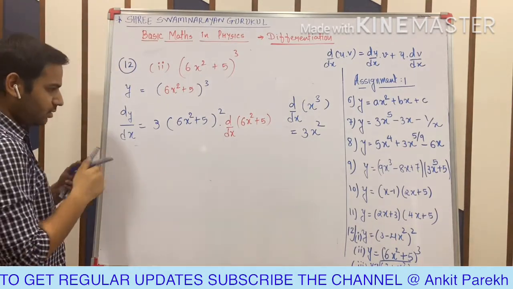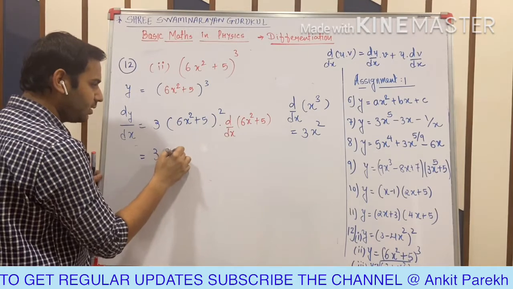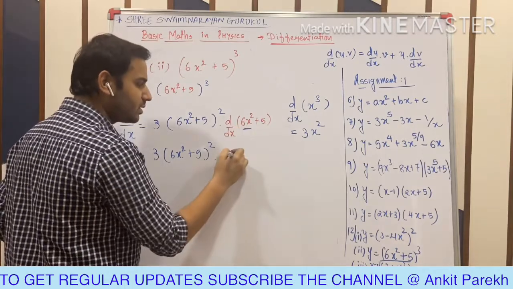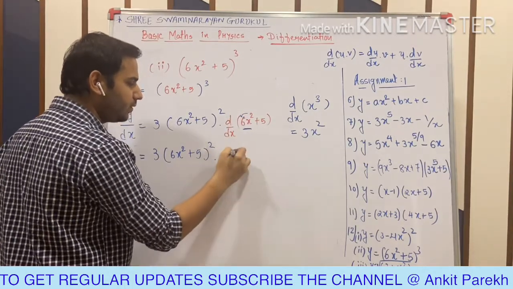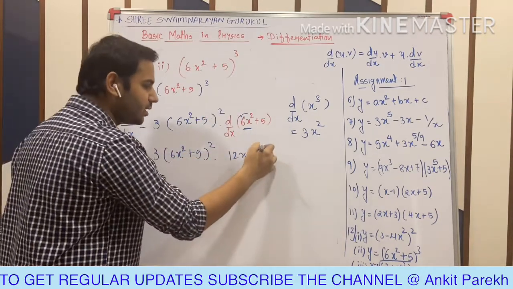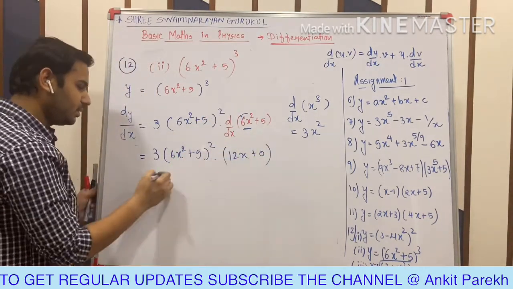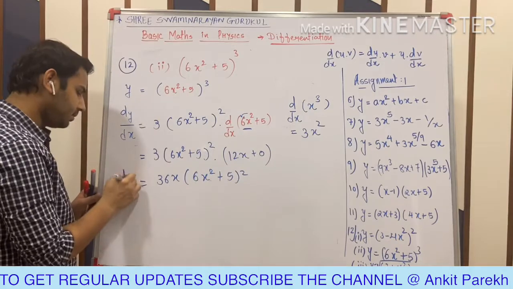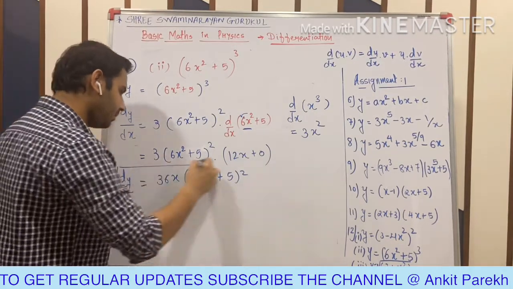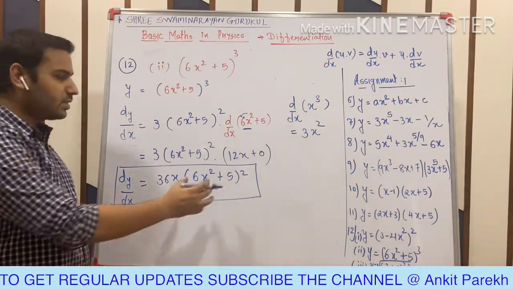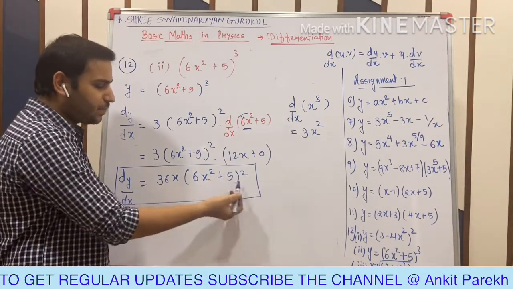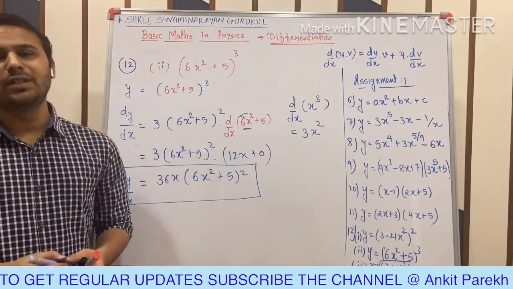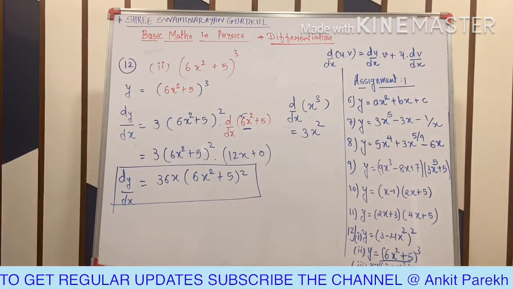Understood? So the differentiation is 3 (6x square plus 5) square. 6x square, differentiation of this is 6 into 2, 12, x raised to 2 minus 1, and the constant term is 0. So your answer is 36x (6x square plus 5) whole square. If you want to simplify this, then expand this bracket and multiply 36 to it. But this is your answer. No need of further simplification. Okay, write down this.